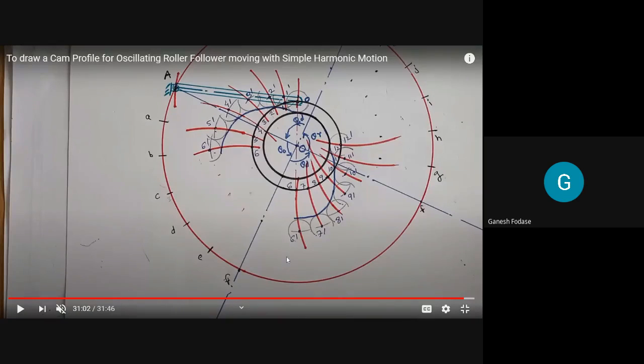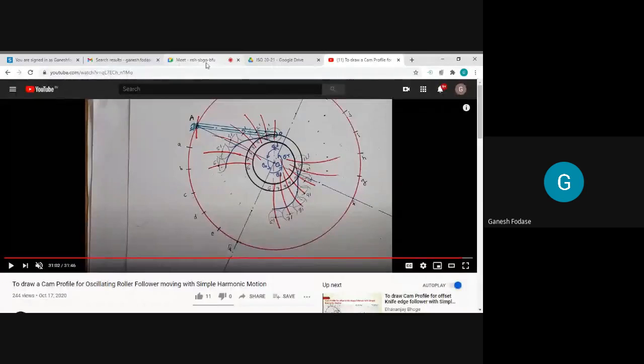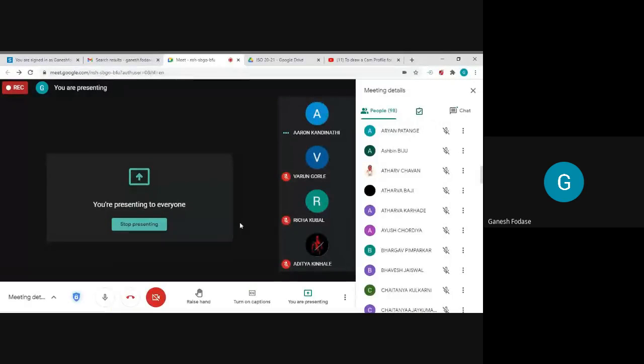Okay, is it clear? I know this one is a lengthy procedure, difficult to remember actually, but not difficult to remember once you practice it. It is very easy. Any doubt now in this case? No, sir.